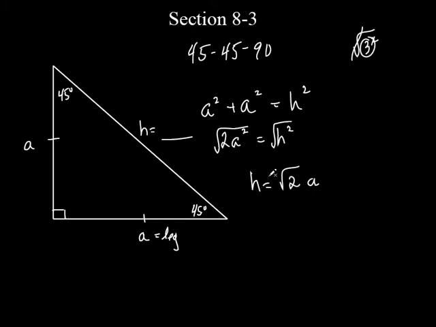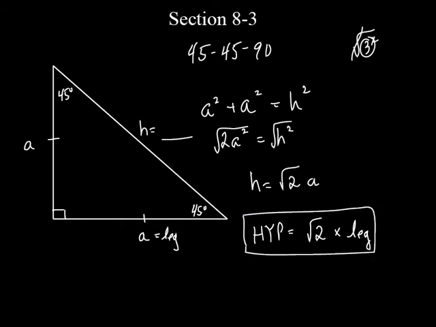And the h is the hypotenuse. So watch this formula: the hypotenuse will always be equal to the square root of 2 times one of the legs. That's how I'm going to write it. I just showed you how we got to it. Now you could always go through the Pythagorean Theorem and get this, but I'm trying to show you a little shortcut.